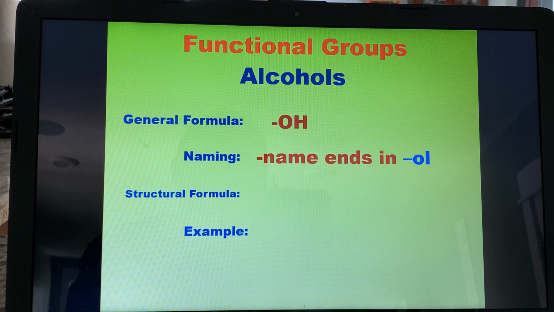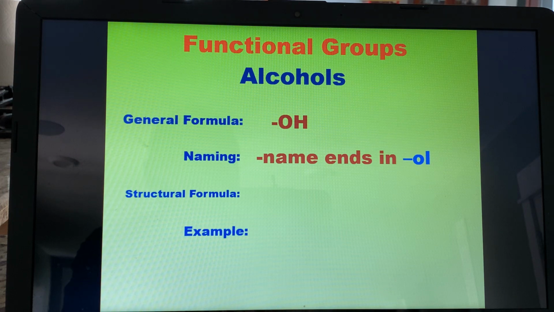Ethanol is the stuff that people drink or consume, beer, wine, spirits. Propane becomes propanol, butane becomes butanol, pentane becomes pentanol, hexane becomes hexanol, heptane becomes heptanol, octane becomes octanol, nonane becomes nonanol, decane becomes decanol. And that's as far as we need to go.